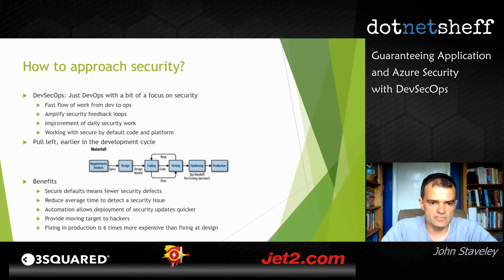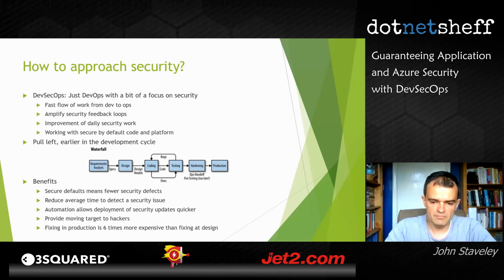It's an average reduced time to detect a security issue because of the security feedback and continuous testing. The automation means when you're promoting into production, if you've got a security bug, you can fix it quickly and push it all the way through into production quicker.